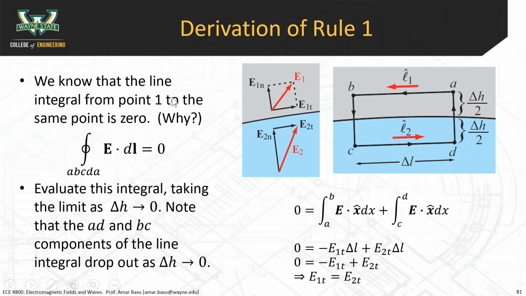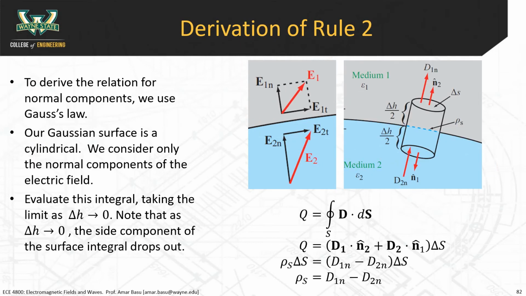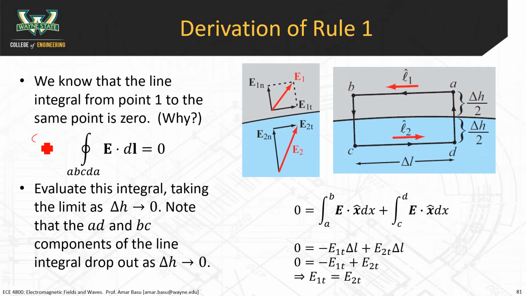Okay, so to derive the first rule, we know that the line integral from point 1 to the same point is 0. So what we're talking about here is we are going to take the integral of the electric field going in a closed contour. That's what this little circle means.